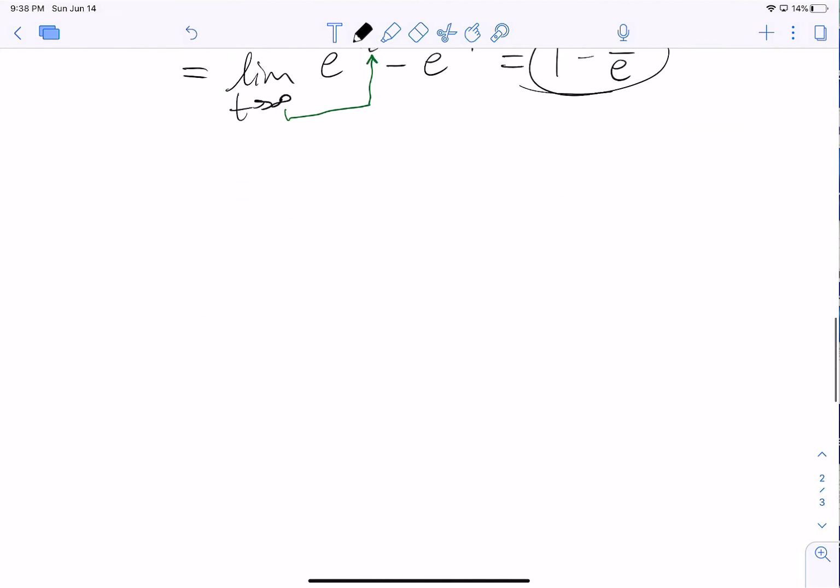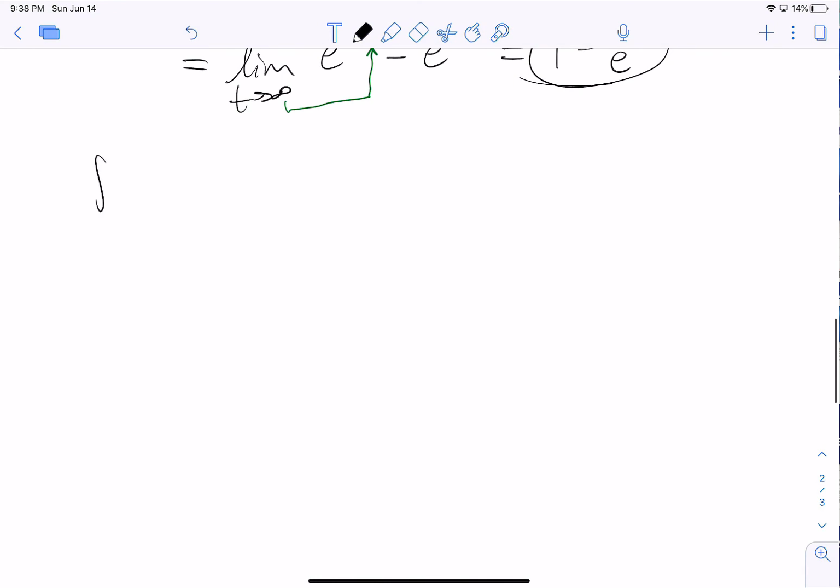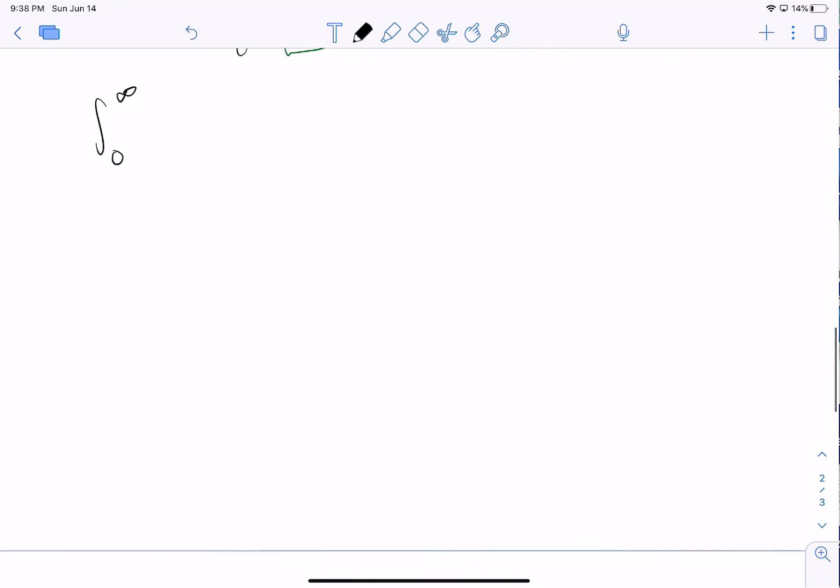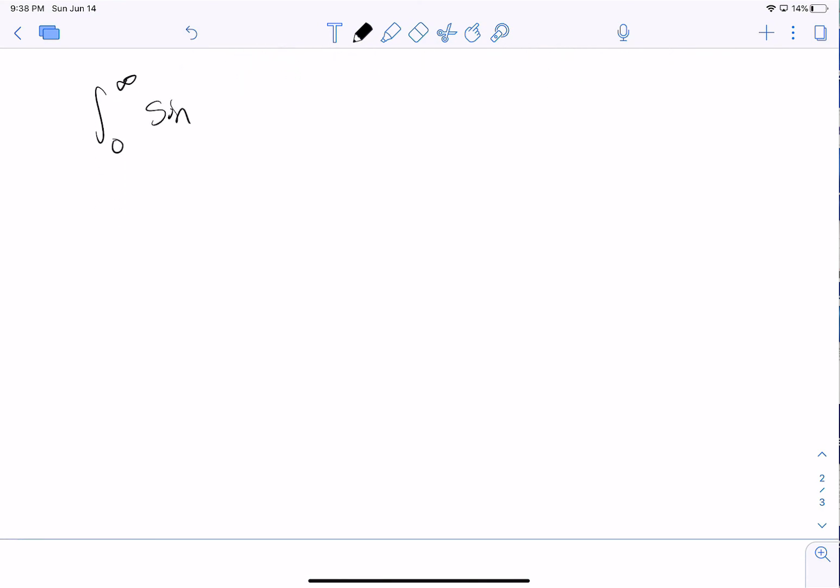Now I'd like for you to do the next one. It's the integral from 0 to infinity of the sine of theta times e to the cosine of theta d theta. See what you can do with this. Pause the video, come back when you're done, or if you get stuck.